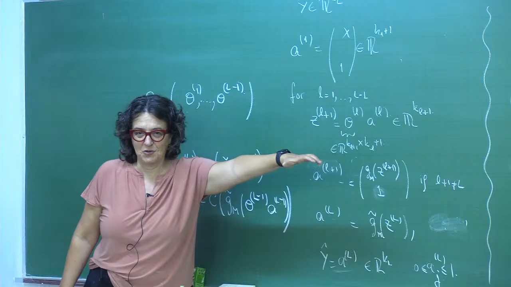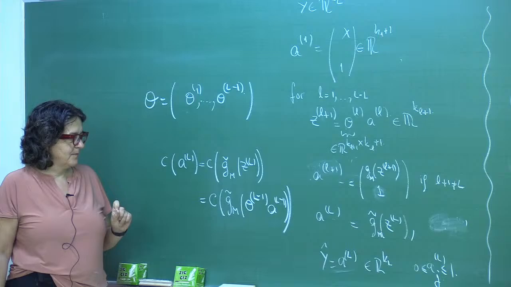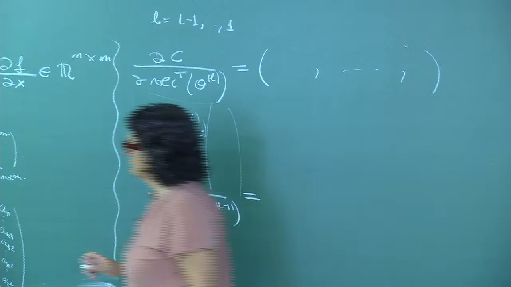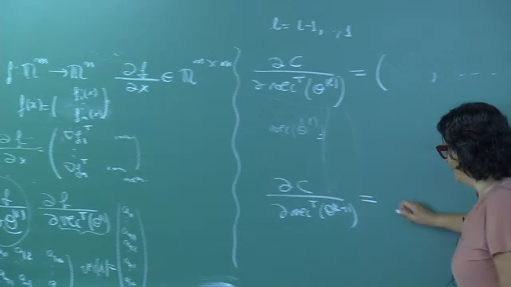If I want to compute the derivative of C with respect to theta L minus 1, what do we do? Chain rule. Suppose that everything is a number. How do we compute this? Help me, because otherwise we are going to be all lost. So how do we do this? Don't use the vectors. Let's use numbers. What do we do?